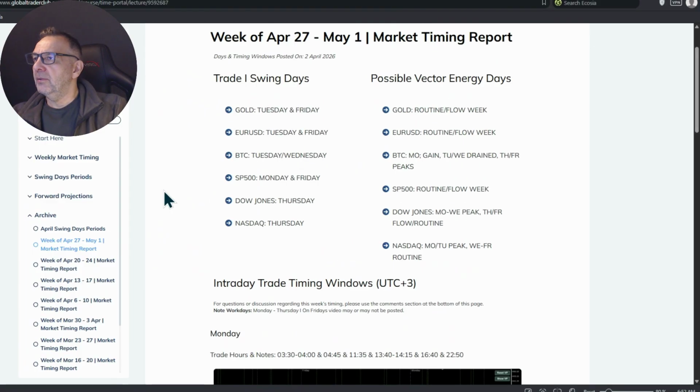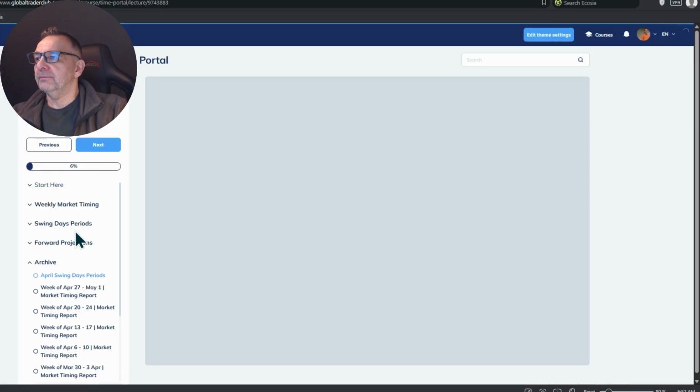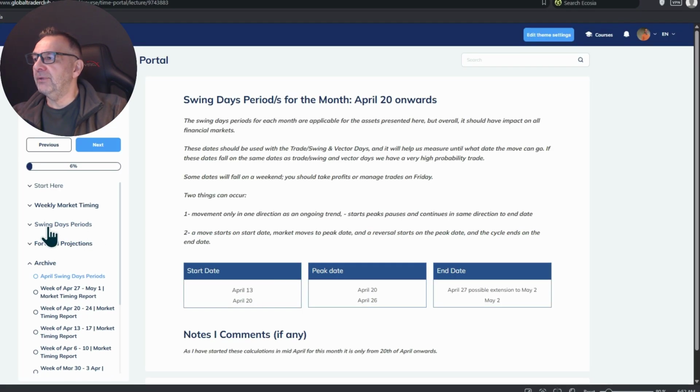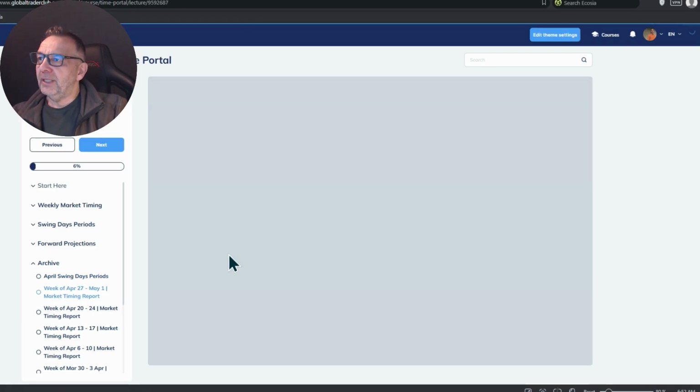All right, so these are the swing days for April, right? By the way, I put the swing days periods for May already in there. And also the full month of May is in there. So this was the swing days, which I talked about just a minute ago. And these are the trade days.